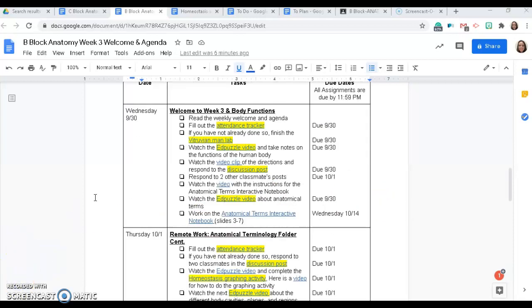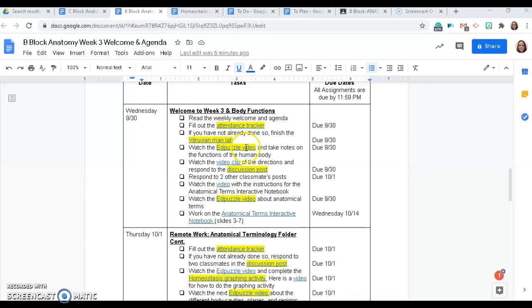So for today, Wednesday, September 30th, the first thing you need to do is the attendance tracker. Please make sure you are doing the attendance tracker every day. Even if you complete work, it's a real pain in the neck for me to go back and see who turned in work to mark you present for attendance. So please do the attendance tracker. That should be the first thing you do for anatomy every single remote day. Some people still need to turn in the Vitruvian Man Lab. Make sure you do that.